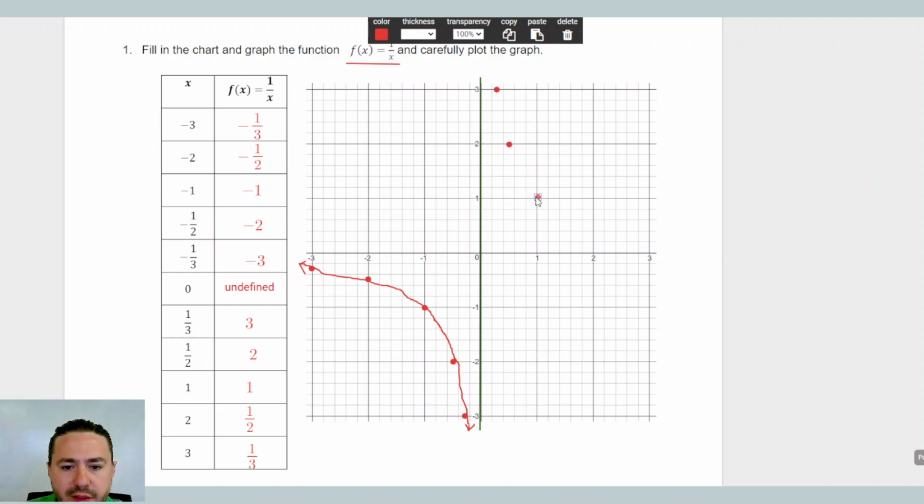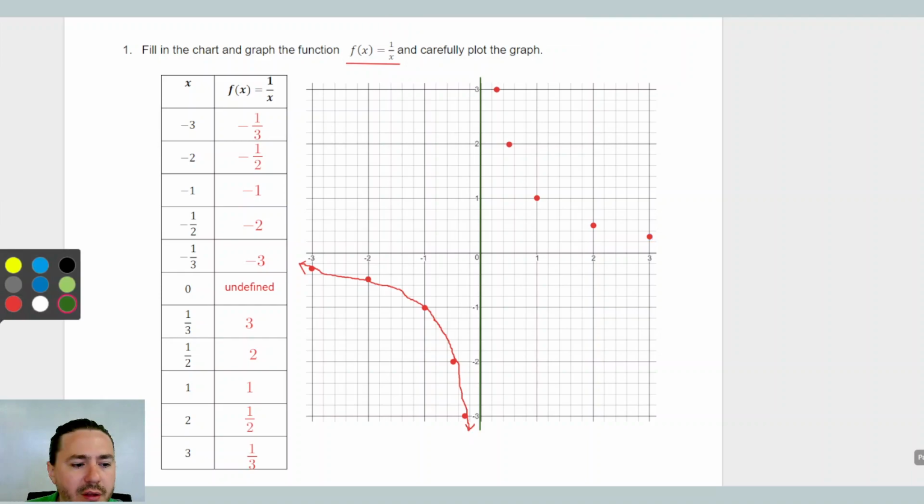So you are seeing this symmetry about the origin. Let's see, 1, comma 1, 2, comma 1/2, and then 3, comma 1/3. All right, so you can kind of see what's going on here. We've got a vertical asymptote at x equals 0 and a horizontal asymptote at y equals 0. So this is what the parent rational function looks like.